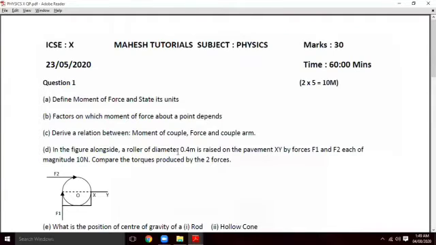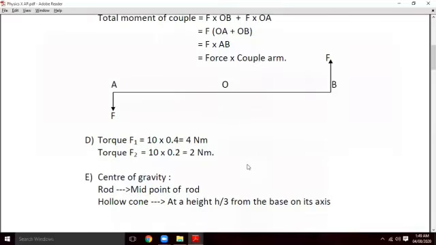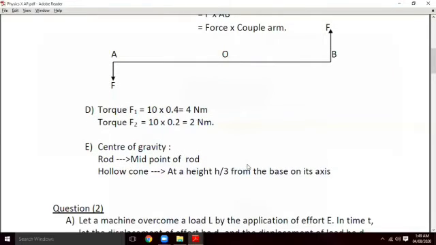Also moving ahead to the last question from the main question 1. State the position of center of gravity for a rod and a hollow cone. The answer is pretty straightforward. For a rod, it is the midpoint of the rod. The center of the rod is also absolutely acceptable.